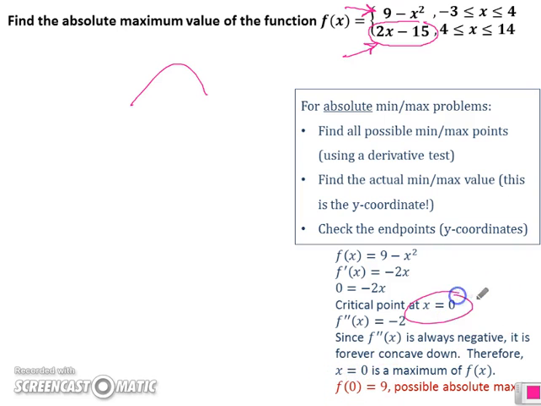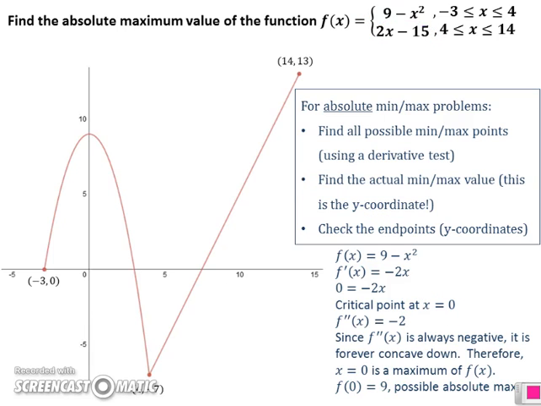The critical point was at 0. You have to always find the actual point. This is the y-coordinate. So our answer could very well be 9 for this problem. Honestly though, the best thing to do is graph this. It's just so much easier sometimes.